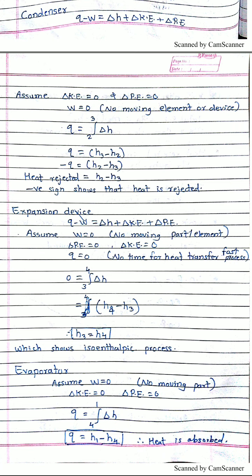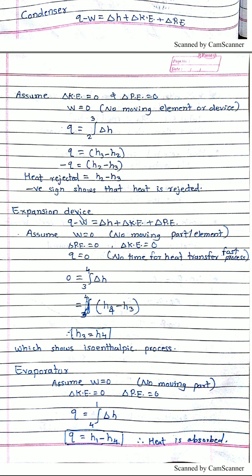Hope you have understood. In the previous case, there is minus W, so at that time you were saying that work is consumed. Here heat transfer is negative. Negative means what? Heat is rejected by the system. So the negative sign shows that heat is rejected by the system, and that amount of heat rejection can be calculated by H2 minus H3.